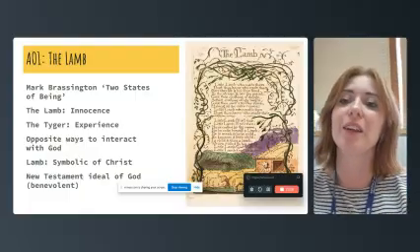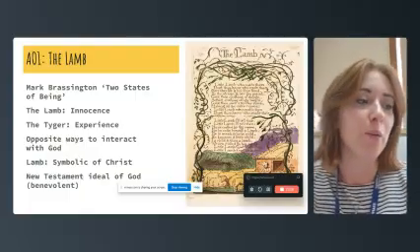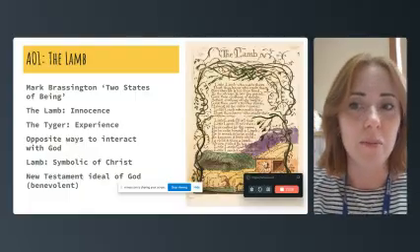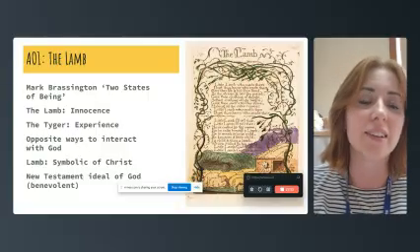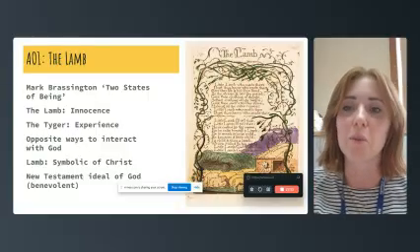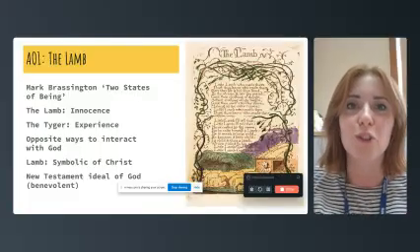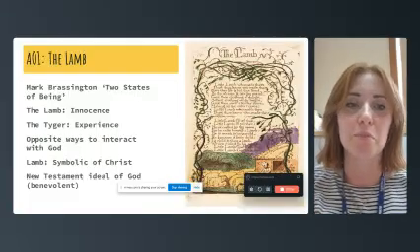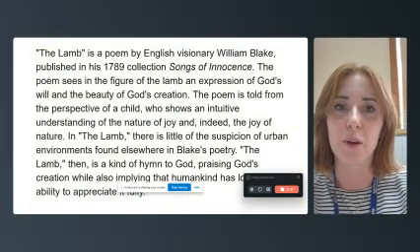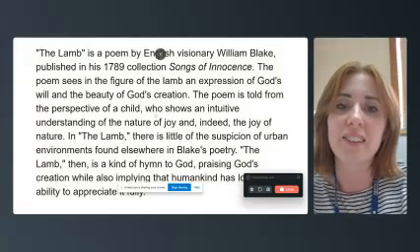So if we're looking at the lamb, we can argue that within this poem the lamb is symbolic of Christ, and it very much represents the poem in its entirety, this New Testament ideal of God, showing him as being kind and benevolent as well. And this just gives us a little bit of a summary.